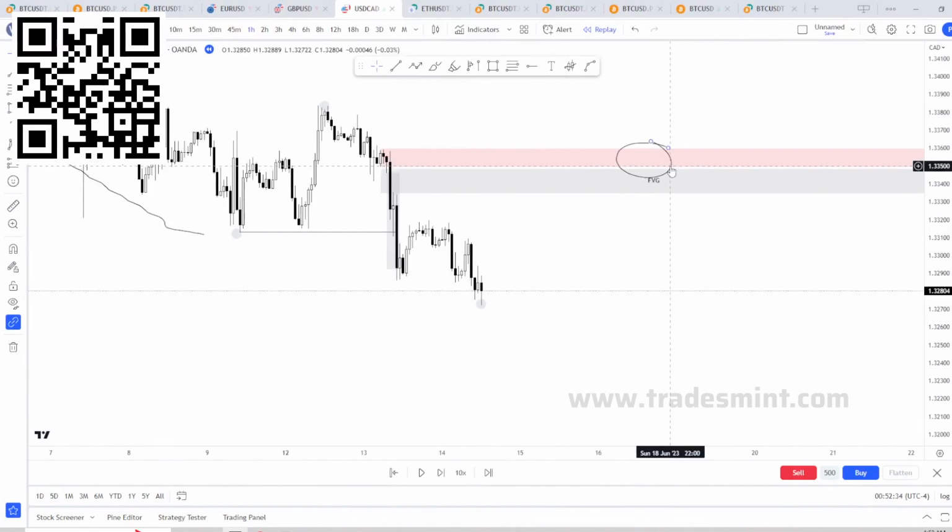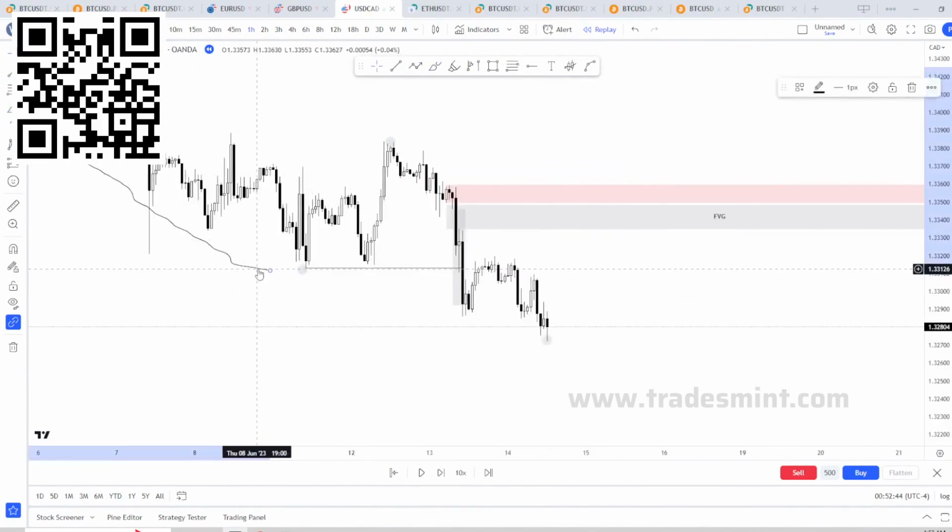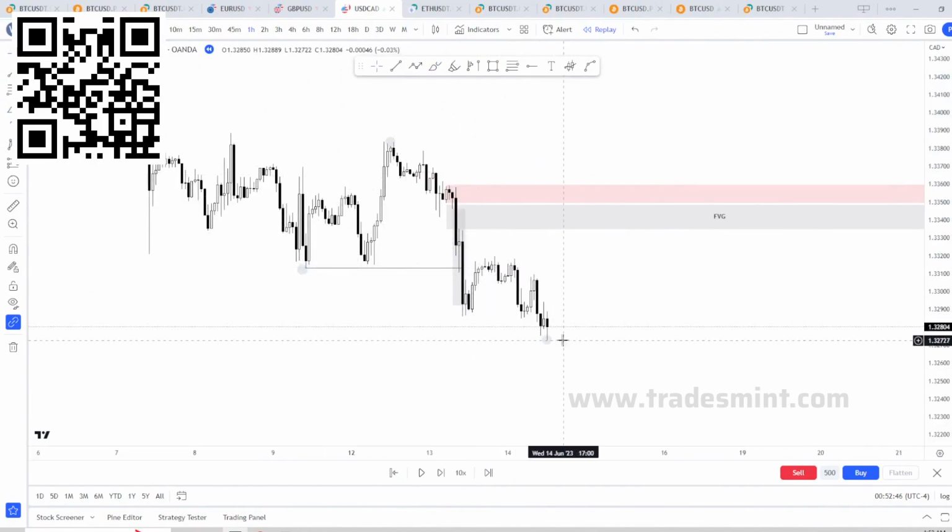And if it doesn't hit, well, we'll be aware that price could still mitigate part of this fair value gap and produce a structure shift, and that's still okay to look for entries on. There's nothing wrong with that. So ultimately, we have swing structure pointing down, so we're waiting for a retracement.